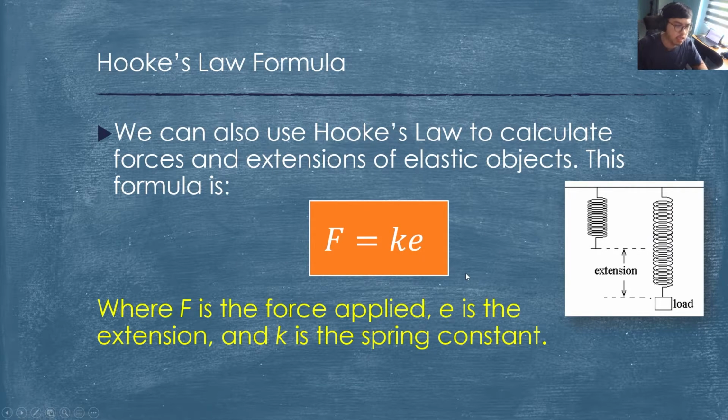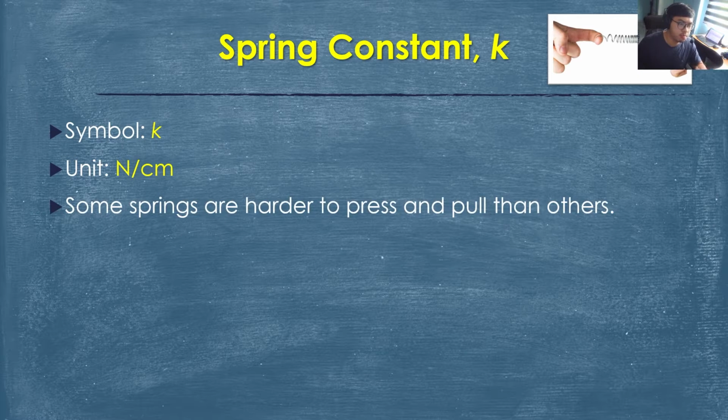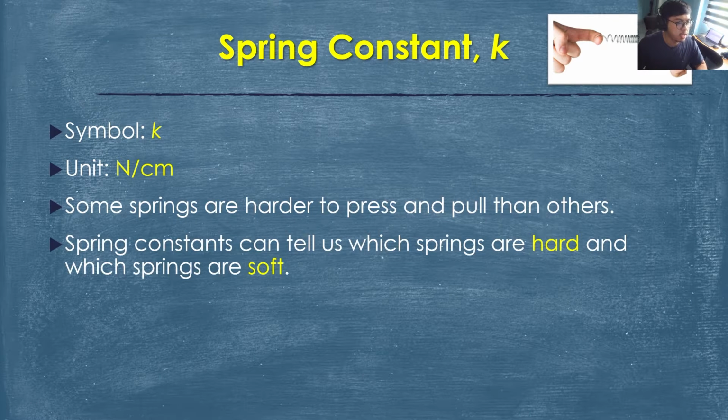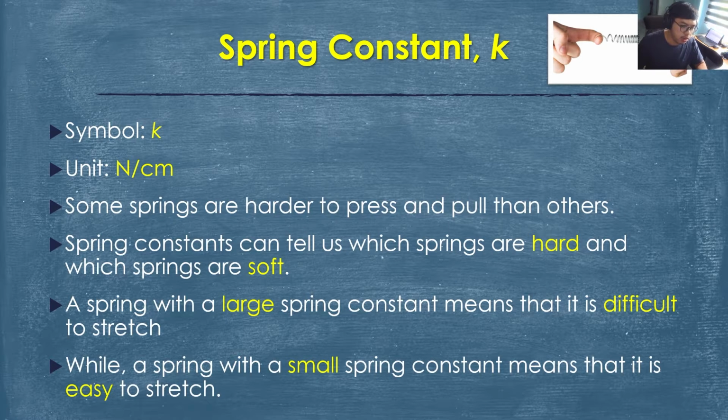Now F means force, E means extension, and K is something that's called spring constant, and we're going to talk about that now. So what is spring constant, with the symbol small k? It has a unit of Newton per centimeter. Spring constant tells us how hard it is for the spring to be pulled. Some springs are harder to press and pull than others. Spring constants tell us which springs are hard and which springs are soft. A spring with a large spring constant is difficult to stretch, while a spring with a small spring constant is easy to stretch.